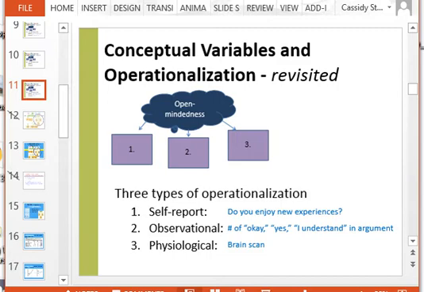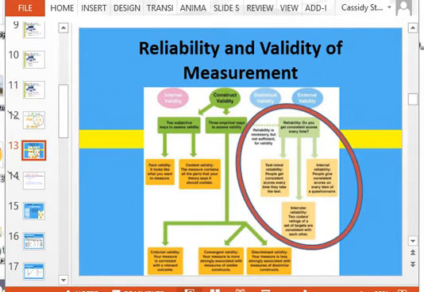So when you are reading a study or designing your own, you want to make sure that you are choosing a measure or choosing a manipulation that is the best type of manipulation or measurement for the specific question that you're asking. And this chapter will give you information on what you need to know to create the right operationalization. So in your textbook, we're looking at reliability and validity.